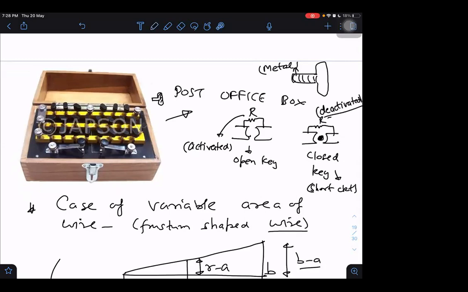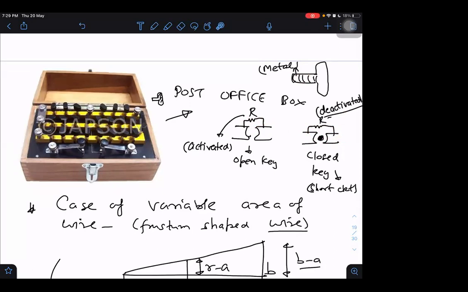Yes, sir. Okay. Because now the current will directly flow through the short circuit. It will go through the metal part of the key. It will be touching each other, so it will directly go through this side. So it will not be going through the resistance. It will become deactivated, and if I remove it, it will become activated. This is it.